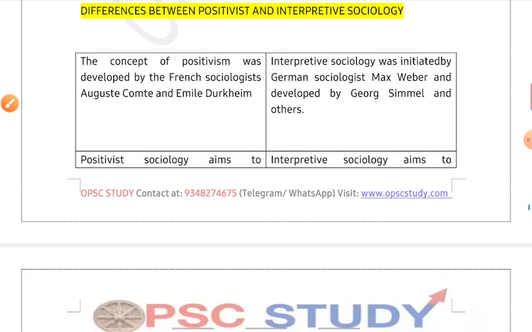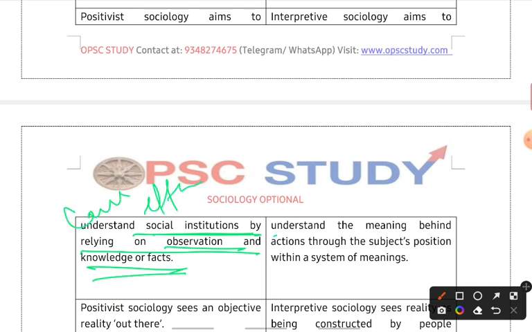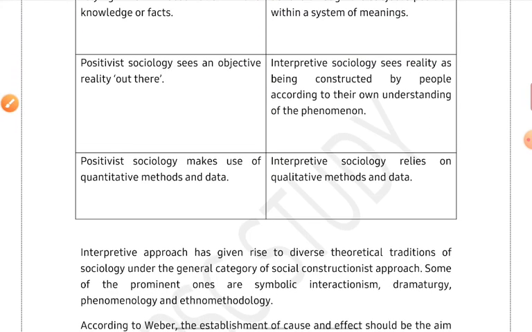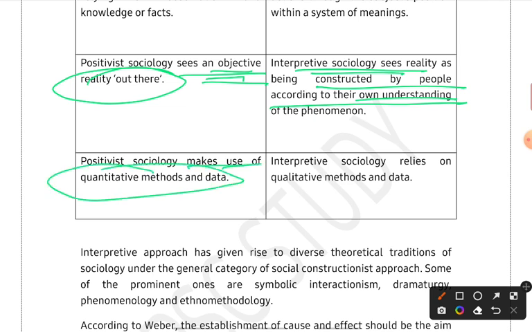Positivist sociology aims at understanding social institutions by relying on observation and knowledge of facts, cause and effect. But interpretative sociology understands the meaning behind the action from the subject's position within the system. Positivist sociology sees an objective reality out there. This is not so objective in nature; rather, it tries to construct reality according to people's own understanding. Positivist sociology makes use of quantitative methods and data, while this uses qualitative methods, right.